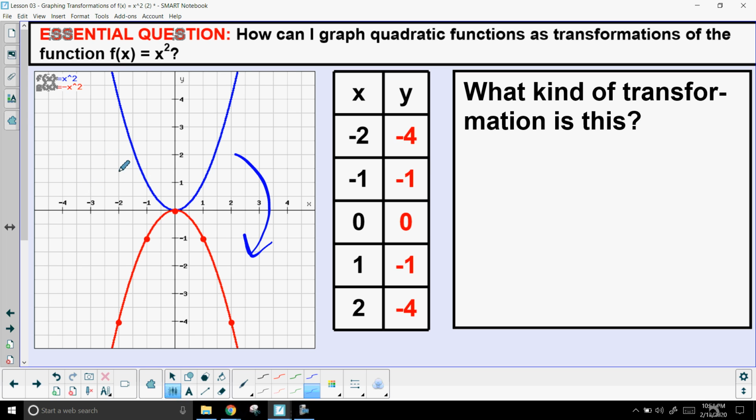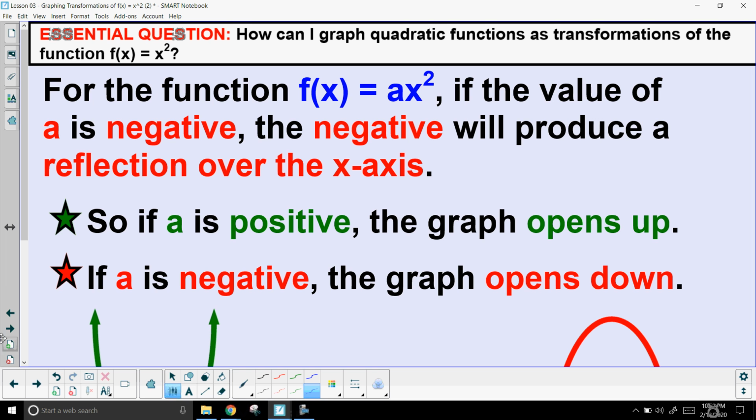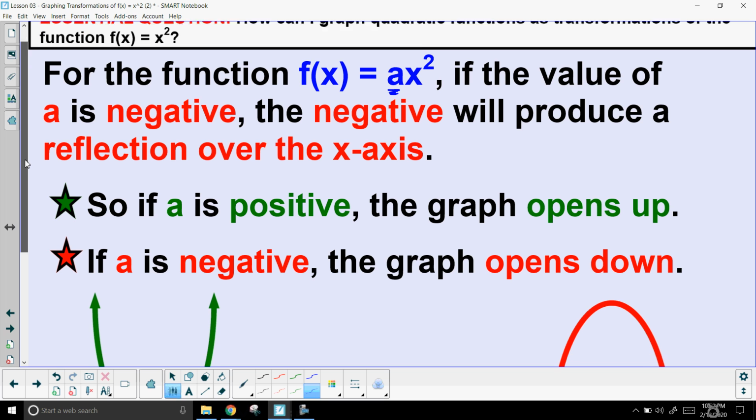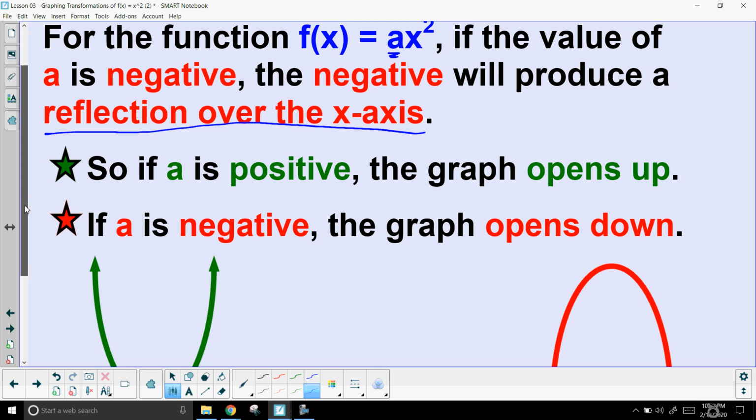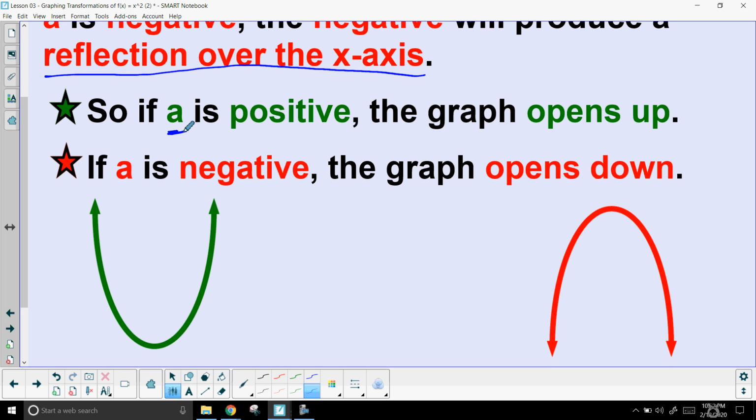Here's your notes for that. We're introducing the A now. A is negative. The negative will produce a reflection over the x-axis. Again, pause the video as needed. So if A is positive, the graph opens up. If A is negative, it opens down. So put a little big negative sign in there. You can put a big plus sign here if you wish. Whatever floats your boat, whatever helps you remember what's what.